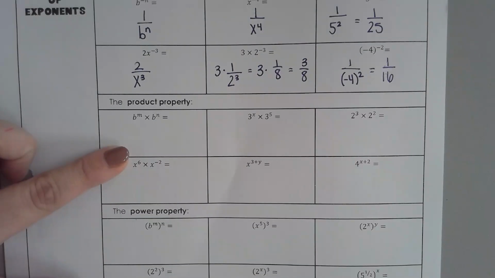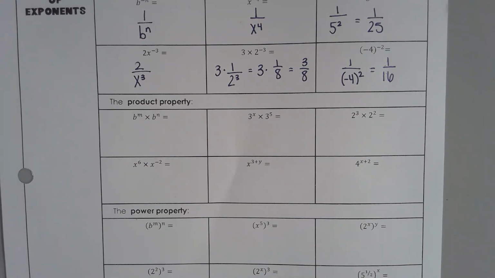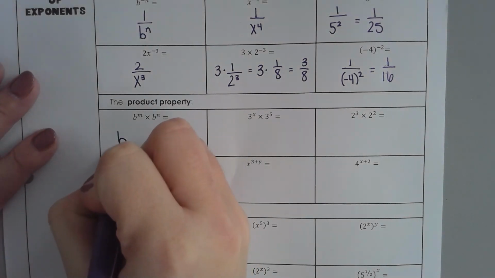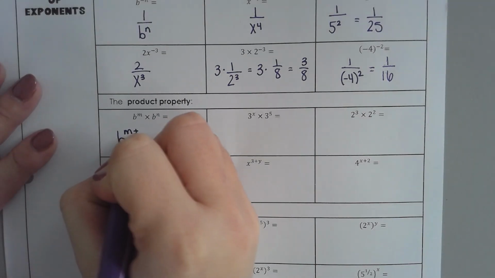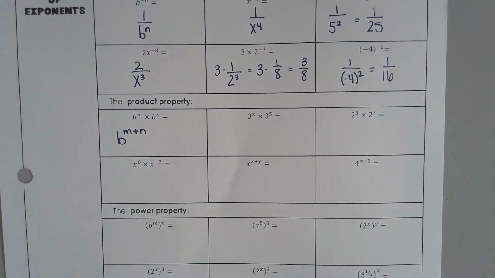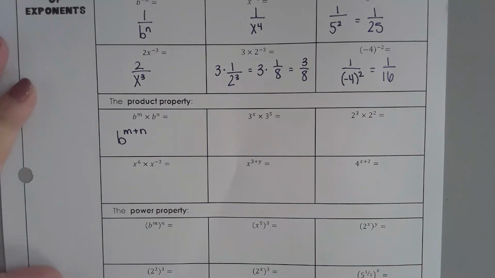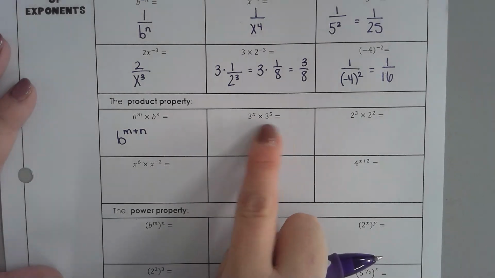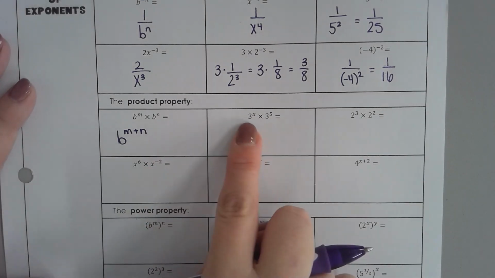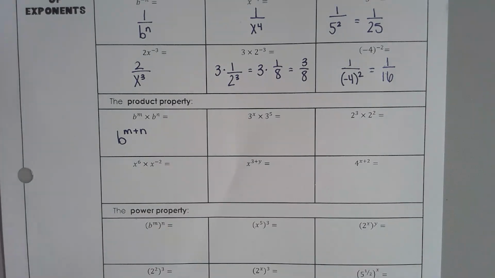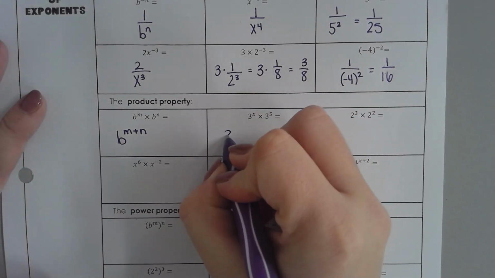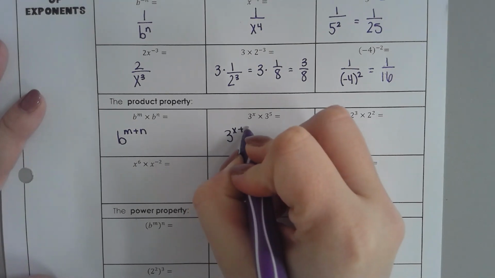When you multiply things that have exponents, what do you do with the exponents? Add them. Yep. So this is b to the m plus n. This one, instead of having a b or an x there at the bottom, you've just got a 3. That's the same thing. That's 3 to the x plus 5.